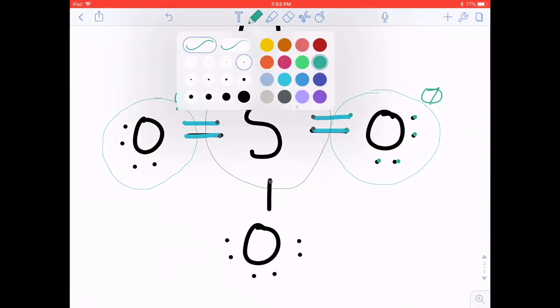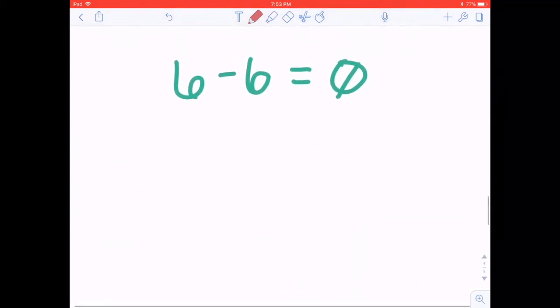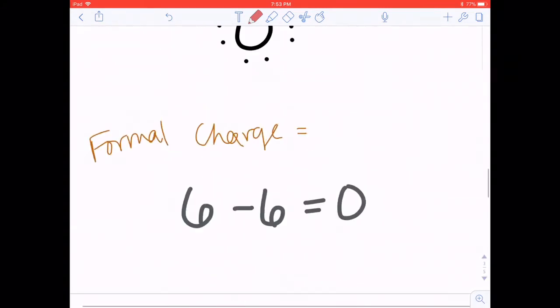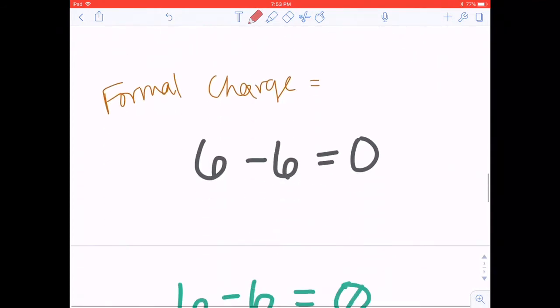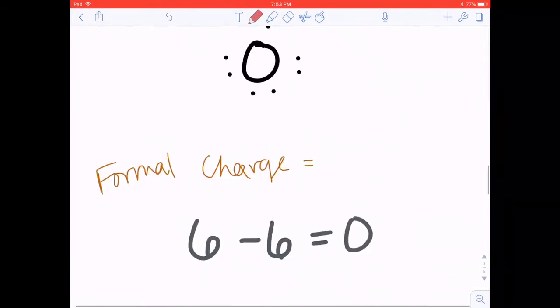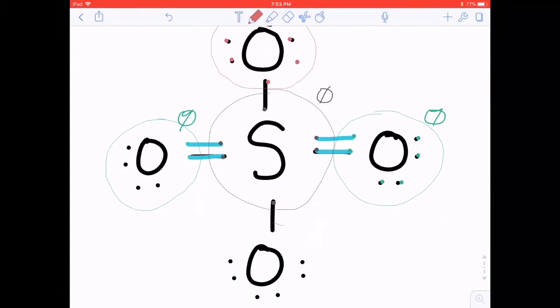So now let's do this for the other 2 oxygen. So if we go up, we know that the free atom of oxygen has 6 valence electrons, and this one has 7 valence electrons. So 6 minus 7 equals -1. So these two atoms, the top and bottom atom of oxygen, are going to have a formal charge of -1. So both of these guys.